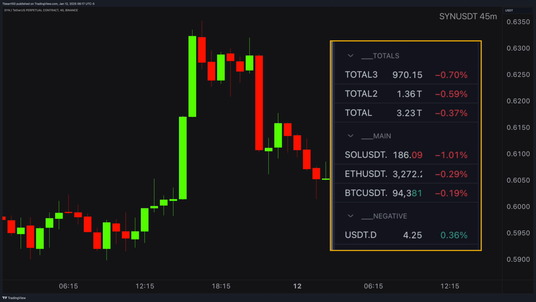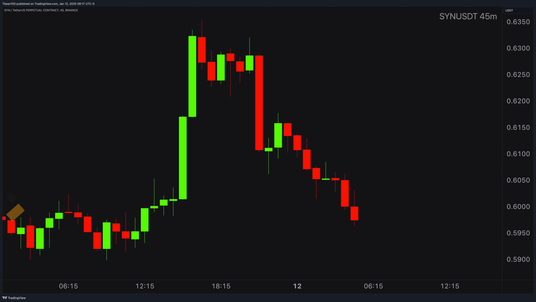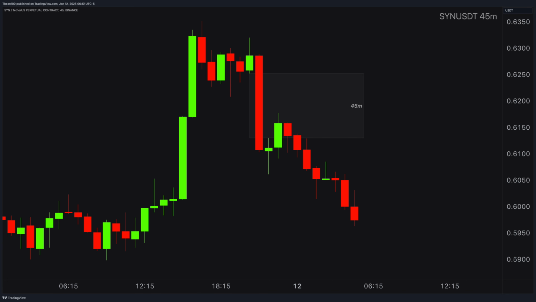And the USDT dominance was on the stronger side. This was an overall weak day. Taking short trades was a better idea than long trades. And I found this coin called SYNUSDT. How did I find it? Simple, I just sorted my futures coin list and it was the number 3 top losing coin in the day.